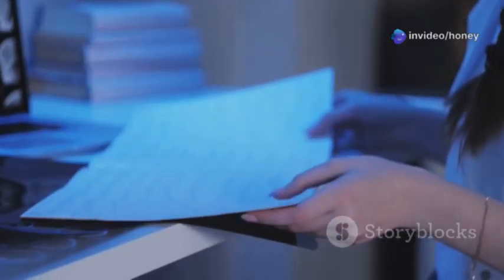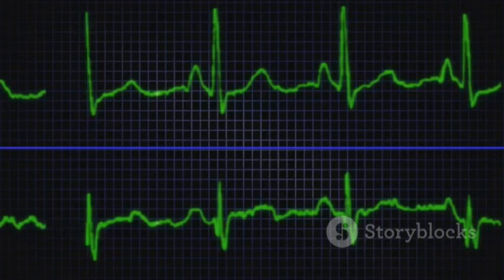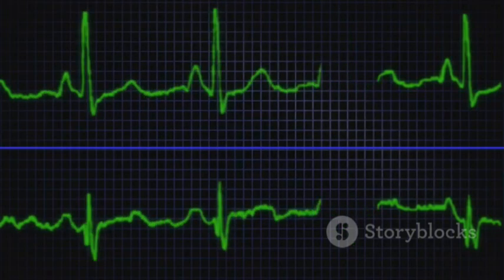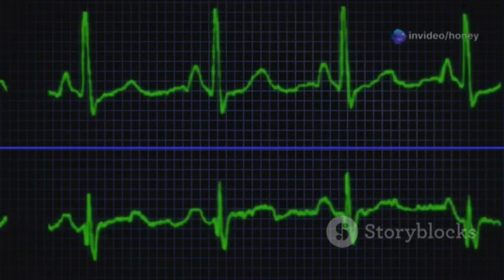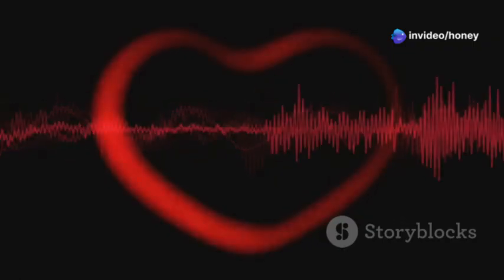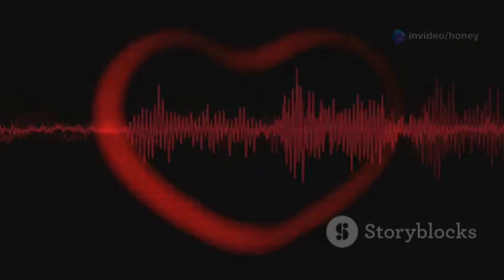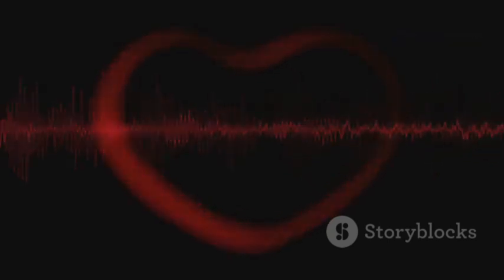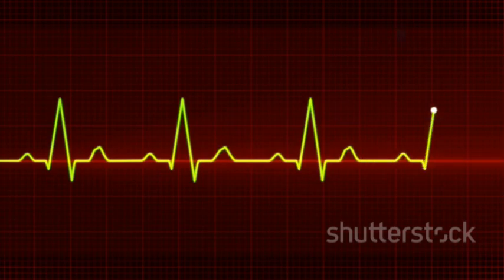Now let's break down the key components. First, you have the P wave. This little bump indicates atrial depolarization, basically the moment your atria contract. Next is the QRS complex. This trio of waves shows ventricular depolarization, when your ventricles are doing their thing and pumping blood out. Finally, the T wave. This reflects ventricular repolarization, the recovery phase before the next beat.